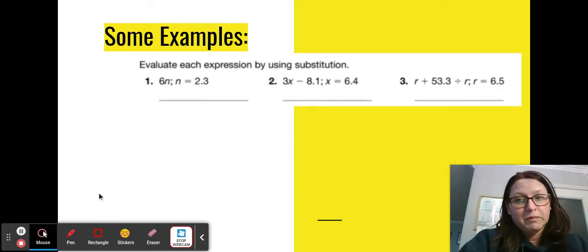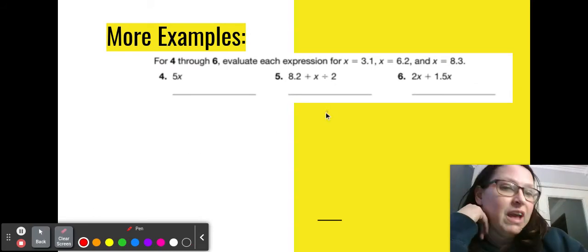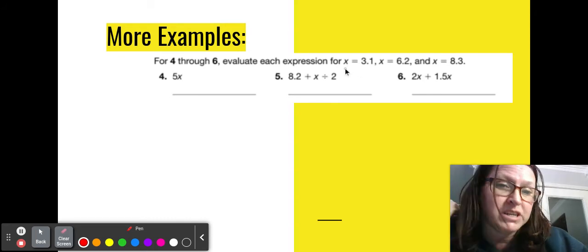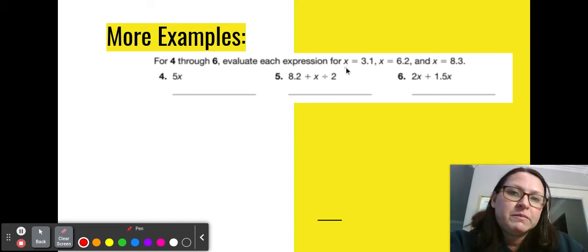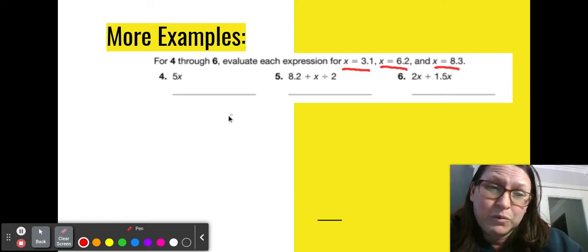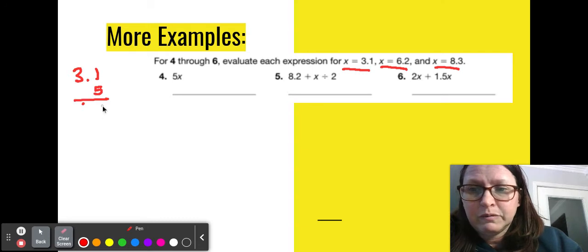Let's do a few more problems. Right, here we go. Now I have to solve this a lot, because I have to solve each problem 3 times. The first time I have to make x equals 3.1, the second time x equals 6.2, and the third time x equals 8.3. So I'm going to do 3.1 times 5. 5 times 1 is 5. 5 times 3 is 15. And my decimal goes right here.